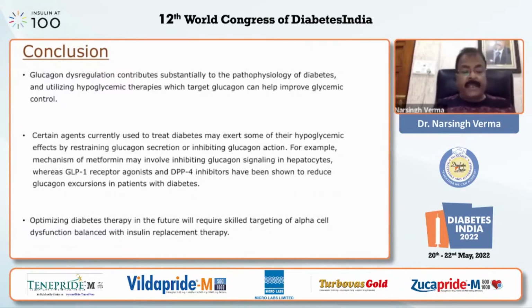Optimizing diabetes therapy in the future will require skillful targeting of alpha cell dysfunction, balanced with insulin replacement therapy. So that will be the crux of knowing glucagon better.